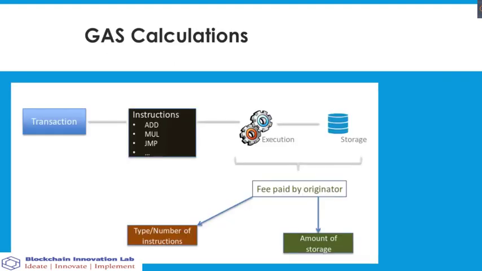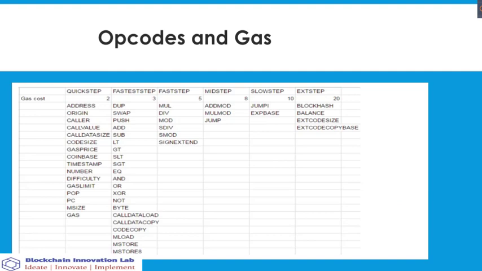For gas calculation, if you see the transactions, you have an execution, you have storage, an amount of storage, the fee paid by the originator, how much fees you need to pay for that, and the number of transactions. These are different opcodes. Opcodes are very important for gas. These are the different opcodes you can remember about, but you need not mug them up. You just need to safeguard this, and if you type opcode in the Google browser, you can find the same kind of things.